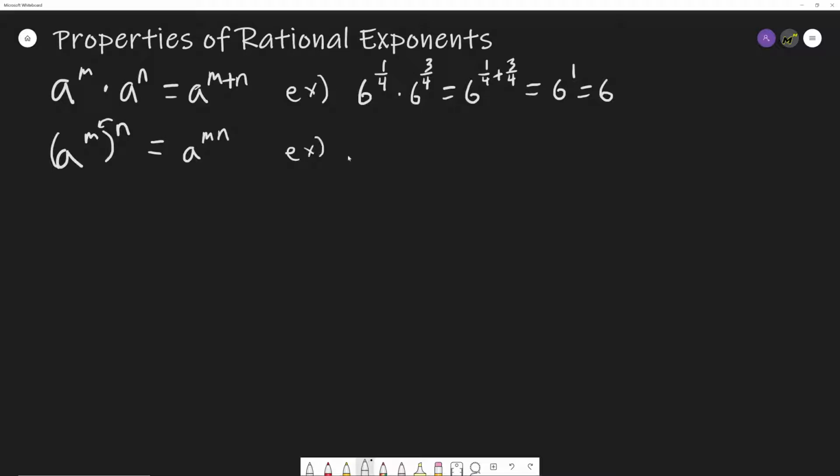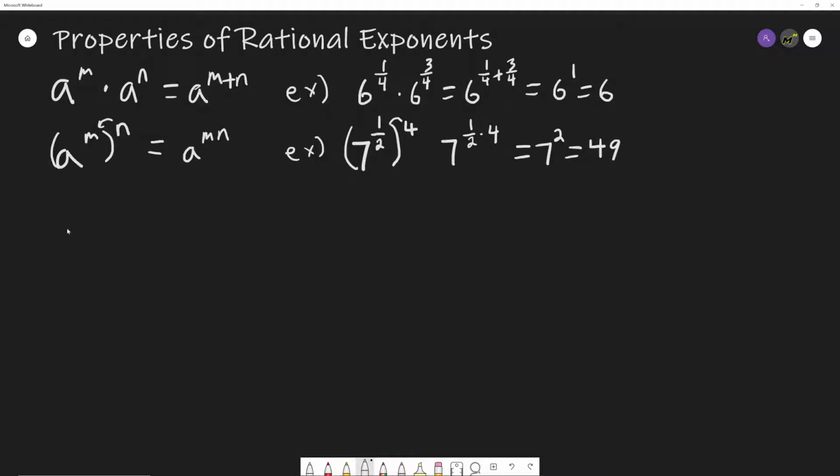As an example, we'd have 7 to the 1/2 power, and all of this would be raised to the 4th power. Looking here, 4 times 1/2, the idea is these two would multiply. So 7 to the 1/2 times 4, well hey, 1/2 of 4 would be 2, so this would be 7 squared, and you can simplify that even further and say it's 49.